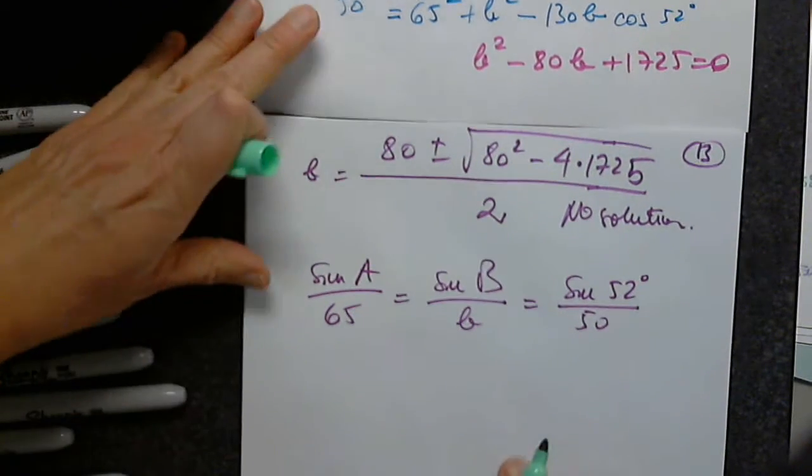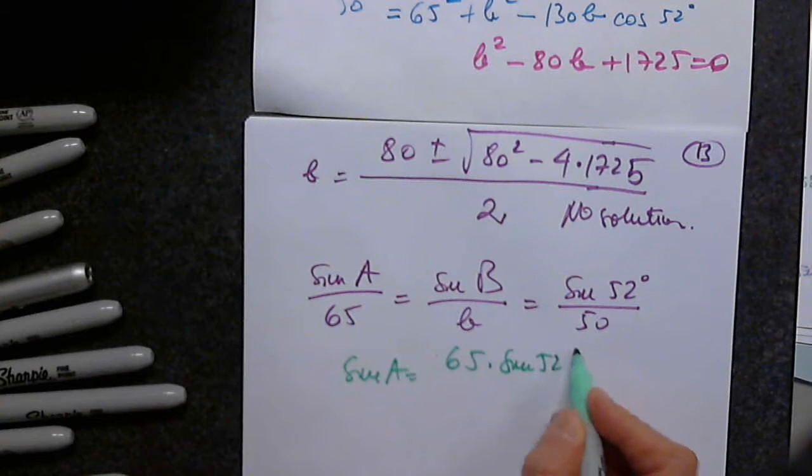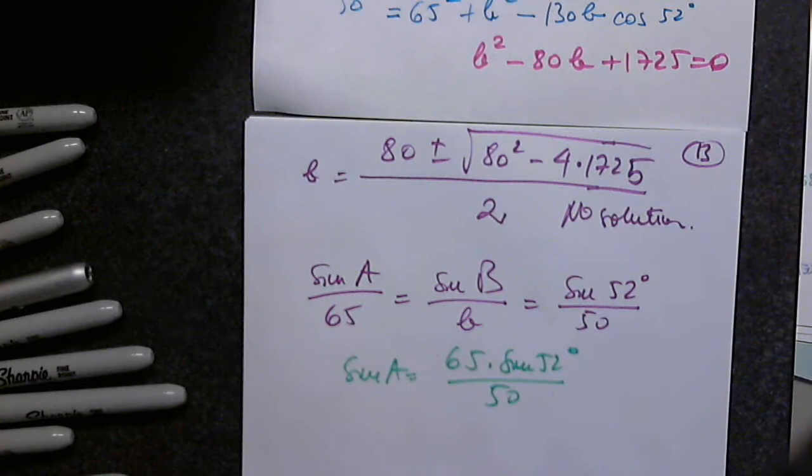Yes, right. So I have sine A equals 65 multiplied by sine 52 degrees over 50. If the first calculation was correct, I'm assuming you got the same answer, right? Okay, perfect. Then what should this number be? Before I calculate this, if there is no solution, what should this number be? More than one, outside of -1 to 1. Exactly, more than 1.